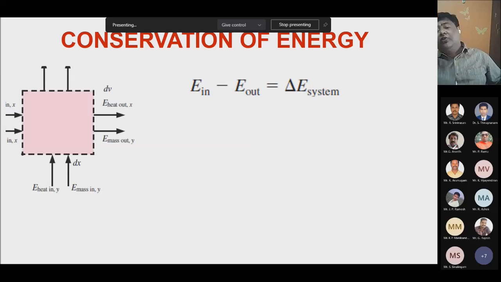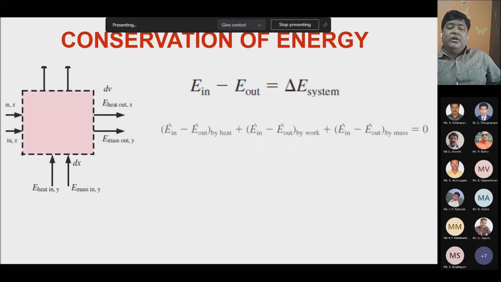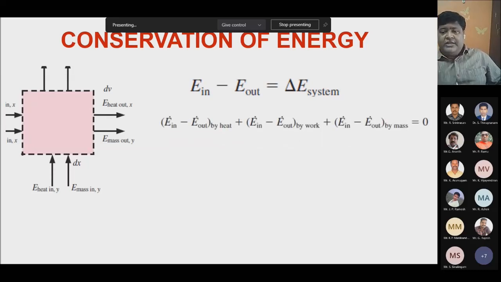E in minus E out is equal to delta E. If there's a difference between the energy entering and the energy leaving, some energy should be stored. And if there is no energy stored, E in will be equal to E out. So here there's no energy stored. So you can see E in minus E out by heat, plus E in minus E out by work, plus E in minus E out by mass is equal to 0.